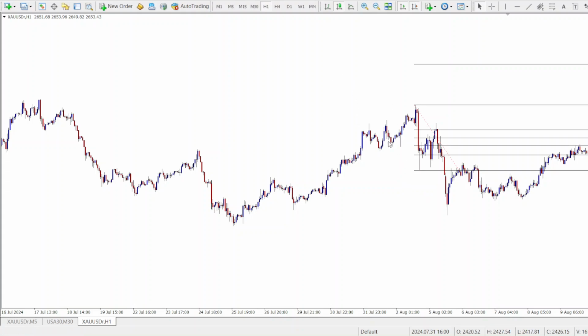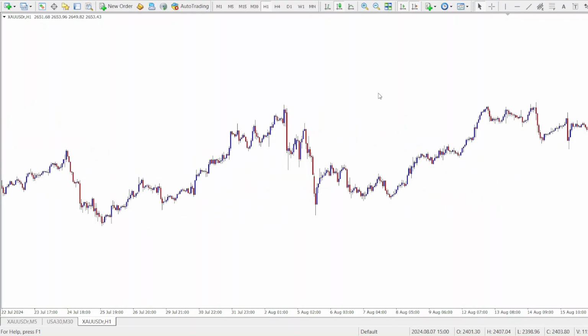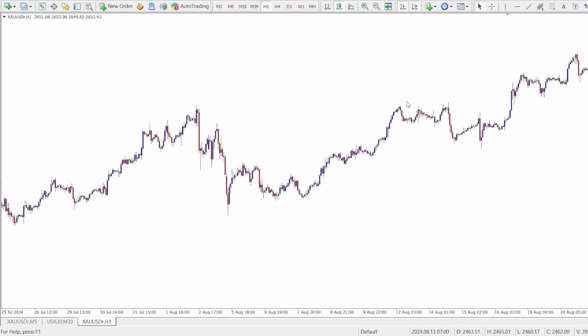Okay, now the third strategy that we are going to be looking at is the scalping strategy for gold. The scalping strategy for gold. Now, basically, scalping is a high frequency, low duration strategy where traders aim to take small profits from rapid market movements.